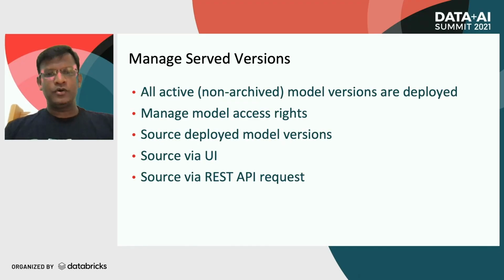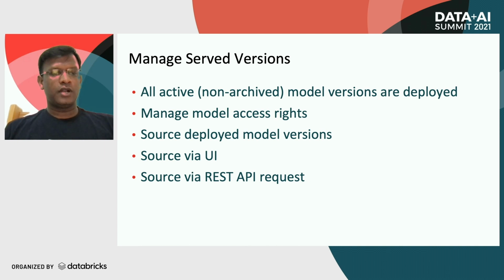As you have seen in the demo, we are now going to see the managed served versions. All active non-archived model versions are deployed, and you can query them using the URIs. Azure Databricks automatically deploys new model versions when they are registered and automatically removes old versions when they are archived. Managing model access rights: model access rights are inherited from the model registry. Enabling or disabling the serving feature requires manage permissions on the registered model. Anyone with read rights can score any of the deployed versions.